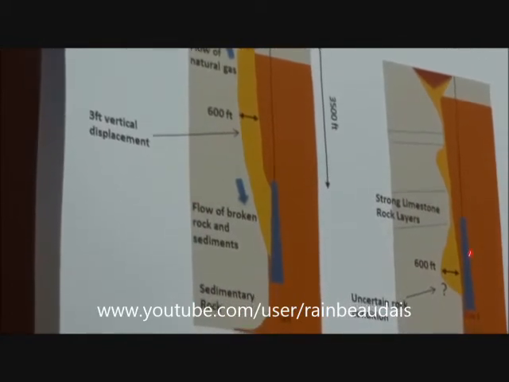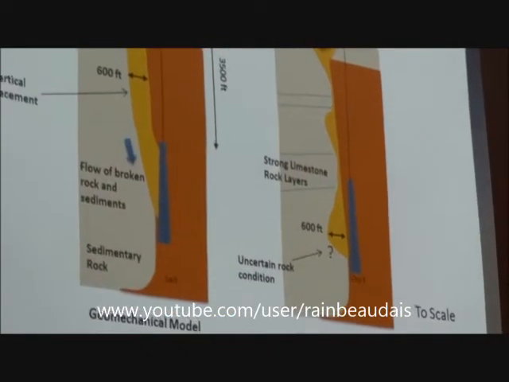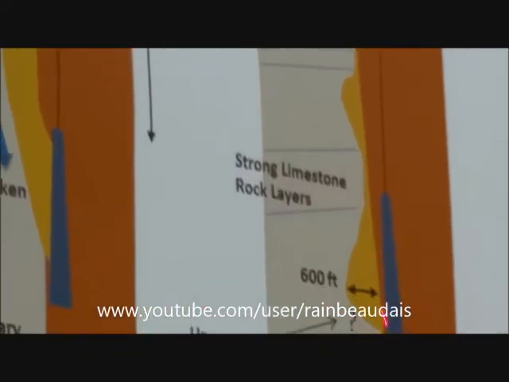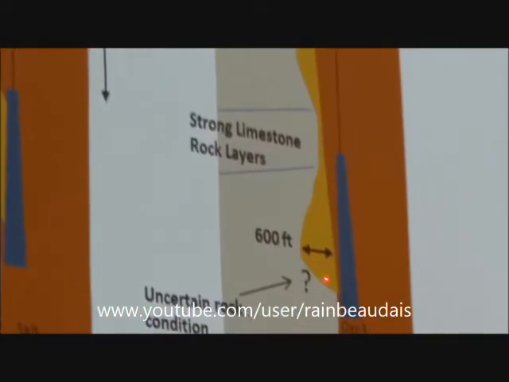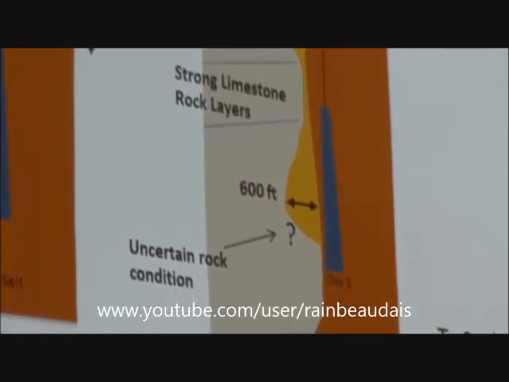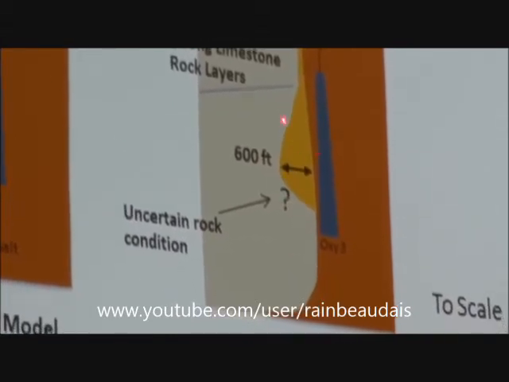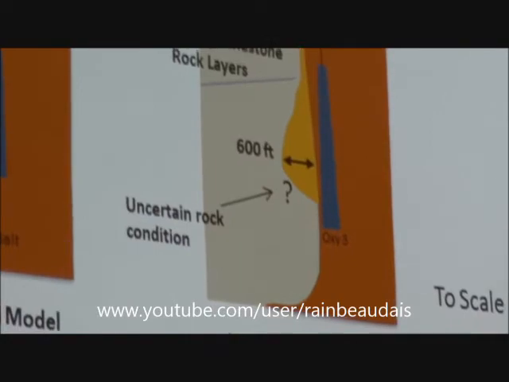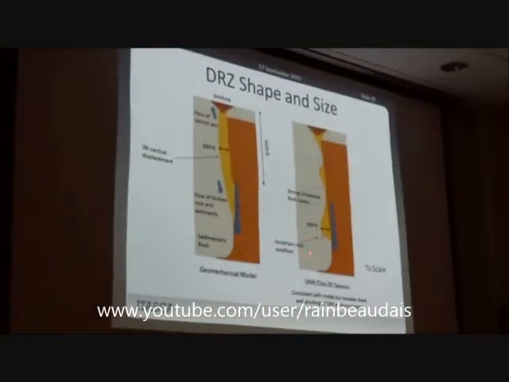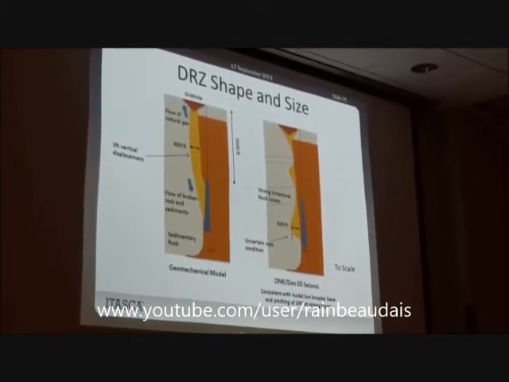What we've now discovered through the 3D seismic is that there are these strong limestone rock layers at various depths through the geological structure. What that's doing is it's causing the disturbed rock zone to pinch out. So it's got a lot more structure to this disturbed rock zone than we predicted. But approximately the same kind of size. It's about 600 foot at its maximum. What we don't understand from the 3D seismic yet is what this means in terms of the rock condition. And that's something that we'll be working on.